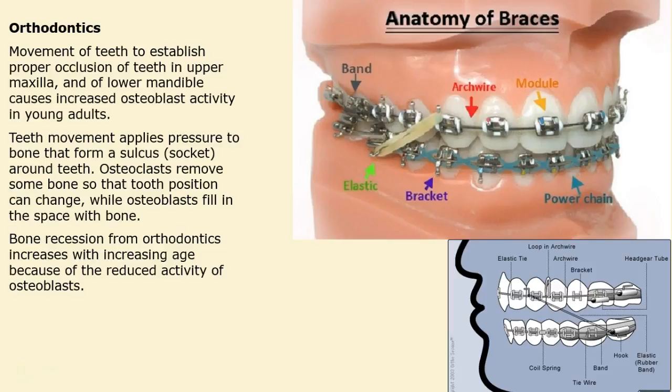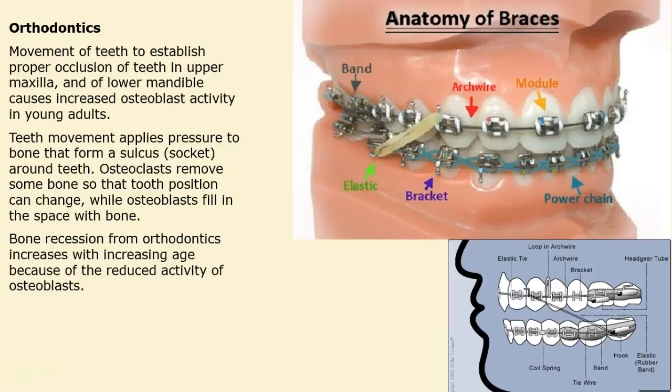Orthodontics. This is an interesting process because it involves bone, right? It's not just about teeth. It's done to establish proper occlusion in the upper and lower, the mandible and the maxilla being the upper, and it's going to cause increased osteoblast activity on the one end. So let's look at this. Teeth are going to be moved according to pressure, and so the sulcus or the tooth socket is going to kind of be reformed. On the leading edge, osteoclasts are going to remove some bone so that the tooth can shift, and then behind it, osteoblasts are going to deposit bone.